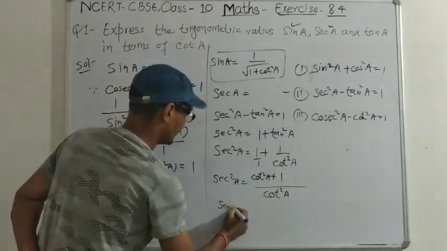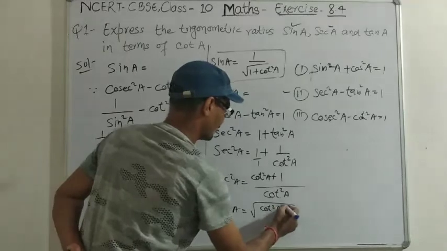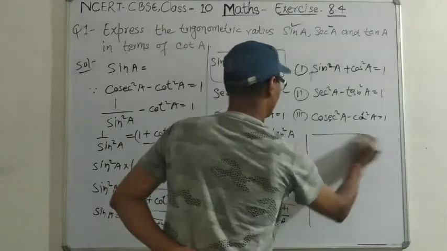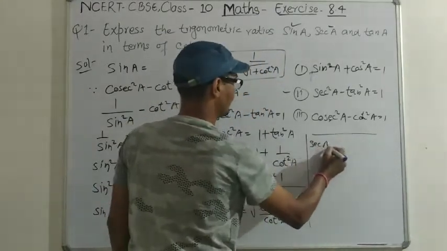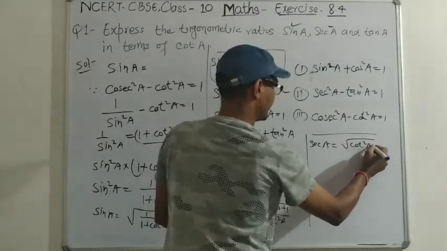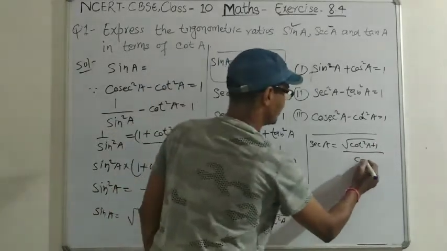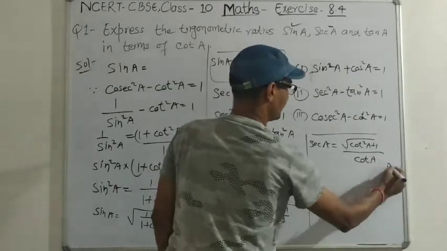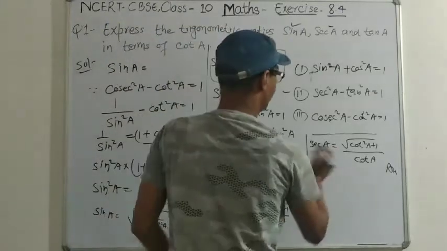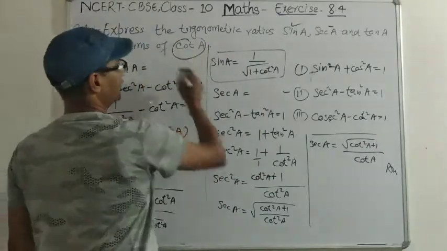Now sec A equal to root over cot square A plus 1 by cot square A. Next, sec A equals root of cot square A plus 1 over the root of cot square, which is cot A, since cot into cot means its square root is cot A. So it is the answer of sec A. We solved sec A and got cot A, we must get only cot A, in terms of cot A.